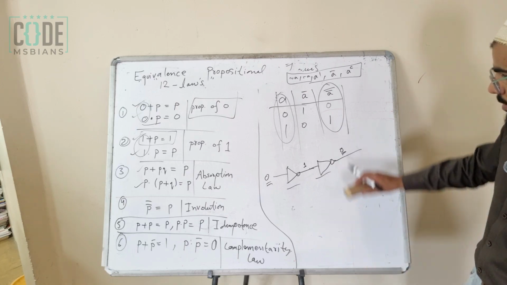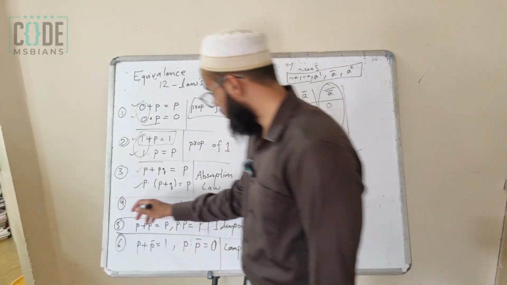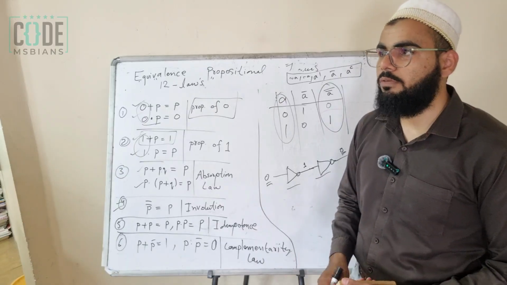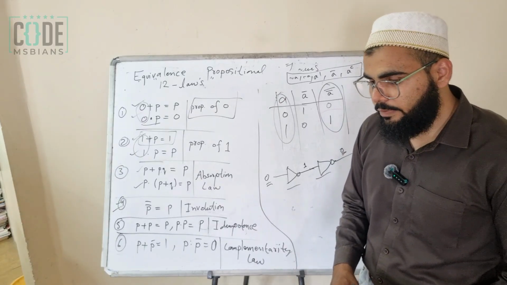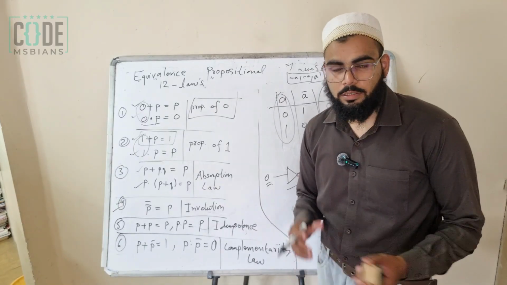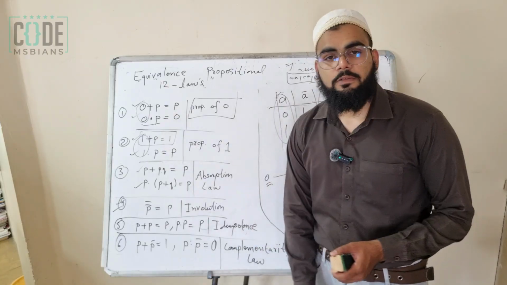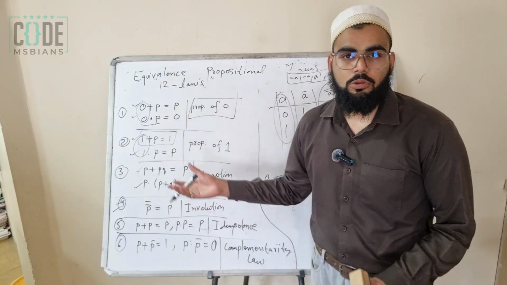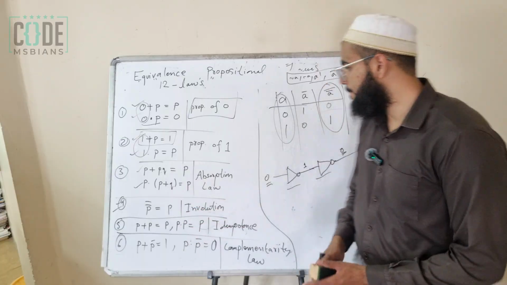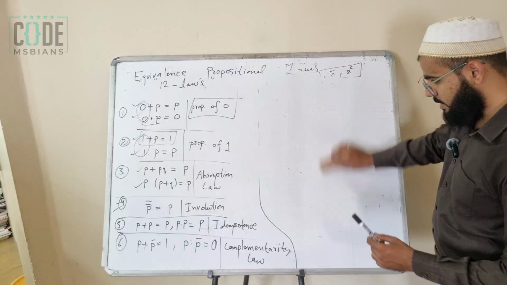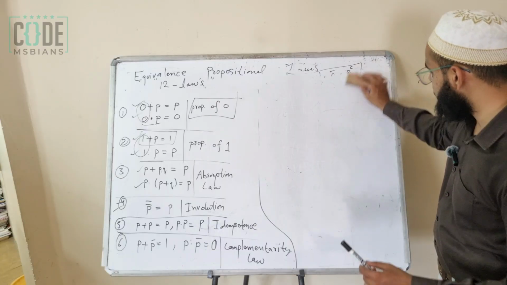Okay, it's very important in evaluation. And these laws are very important because whenever you solve a truth table or any equation using algebraic expressions, Boolean algebra, then these are very much important. You should know how these laws work in order to work with them. Now let's do the next one, which is idempotence.